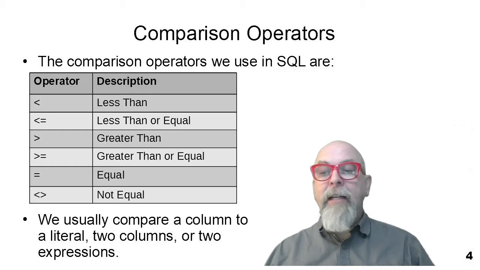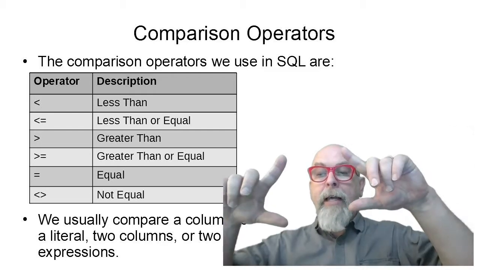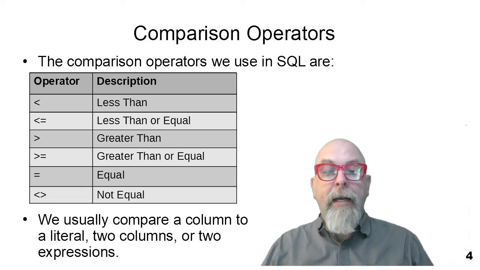Notice the specific syntax of these operators. Less than or equal is less than followed by the equal sign. Greater than or equal is the greater than sign followed by the equal sign. And the not equal sign is the less than and greater than sign put side by side.